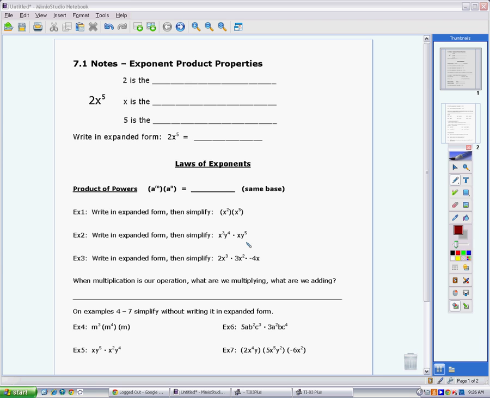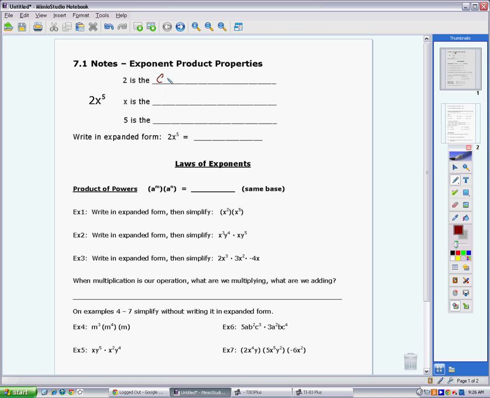471 notes on exponent product properties. So we're going to go over the parts of an exponent. Number 2 here represents the coefficient. X represents the base, that's the number being multiplied. And 5 is the exponent, the power.